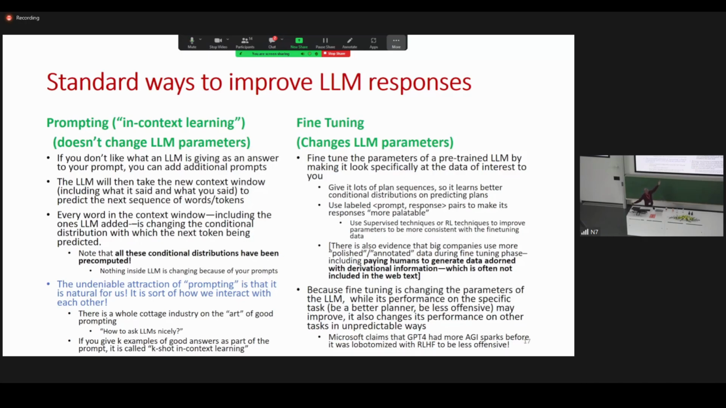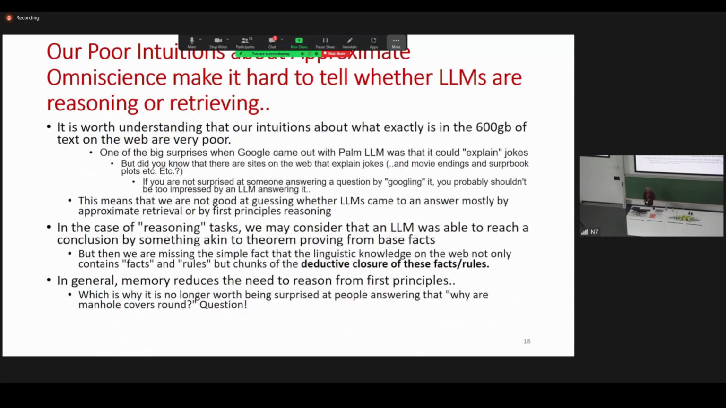Nothing internally is changing. Whereas if you're doing the fine-tuning, you're changing the internal weights, and that's a much bigger deal. Okay, and the last thing is that our pure intuitions about approximate omniscience make it hard to tell whether LLMs are reasoning or retrieving.